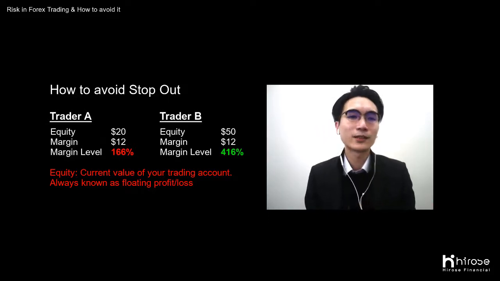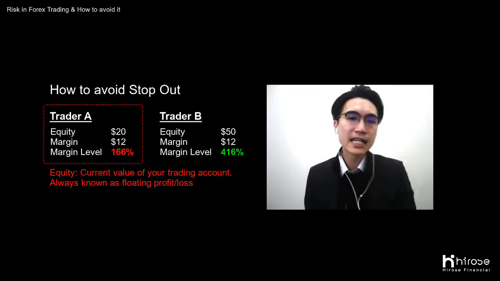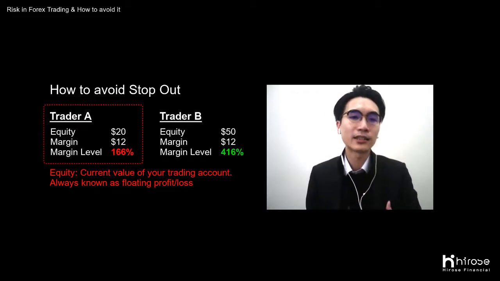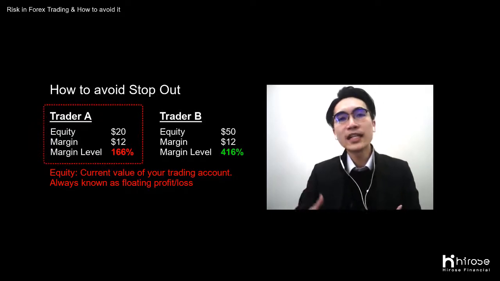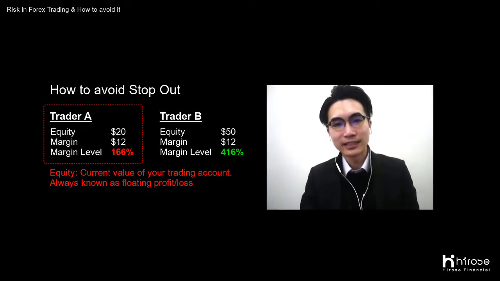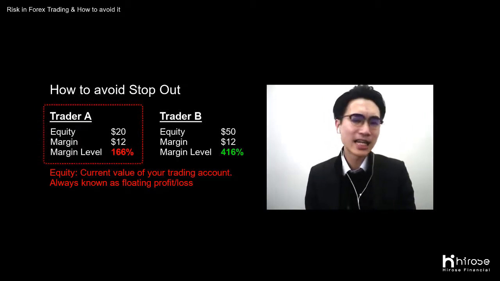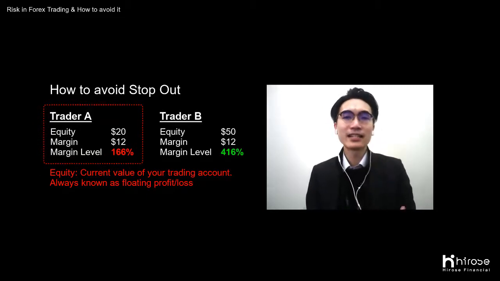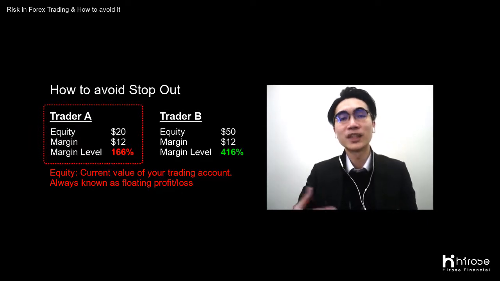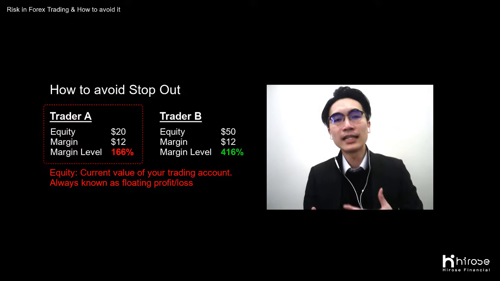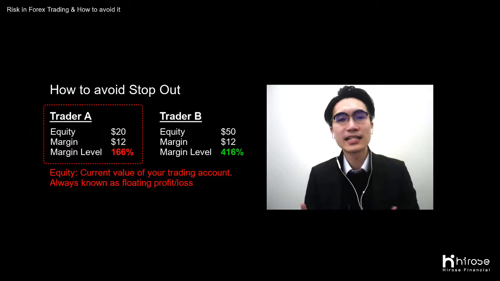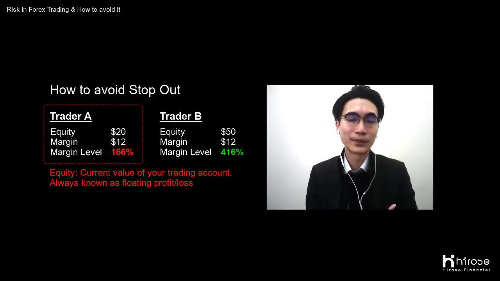If your position is losing, then your equity is going to go down. Now let's take a look at trader A. Trader A has $20 in his account. The equity is $20 now. When he makes a $12 position, the moment he executes his position, the margin level is already at 166%. That is really close to a margin call. So in this case, if the price goes against him just a little bit, there is a high chance for him to have his position closed automatically, which is the stop out.